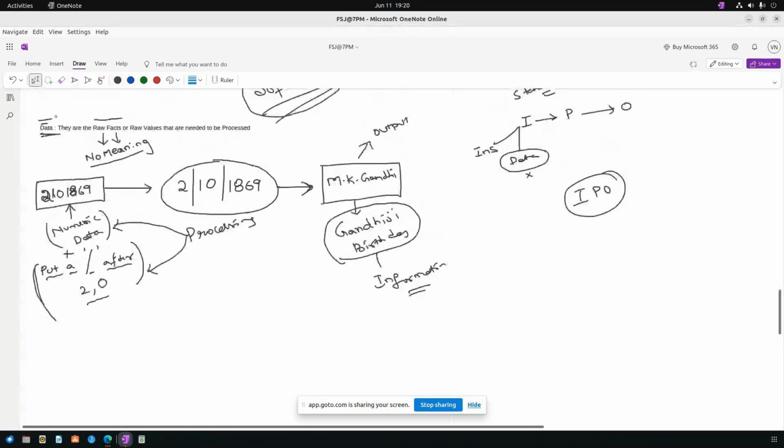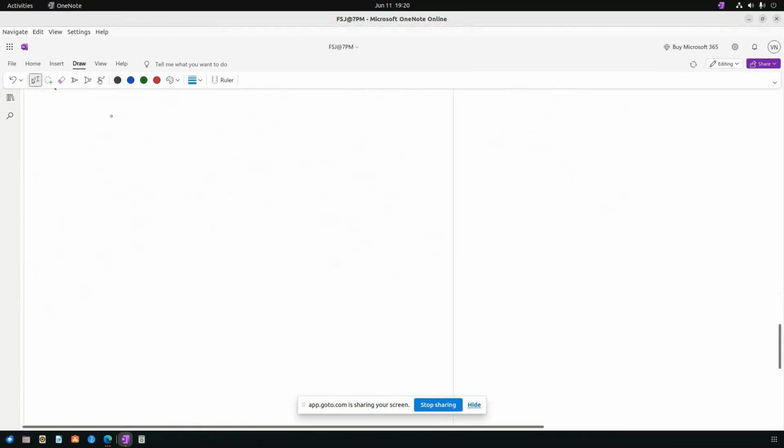Now coming to the programming data. What are the things that are there in programming? What are the data elements that are looked at in programming? Data in Java programming. So what are we looking at here?